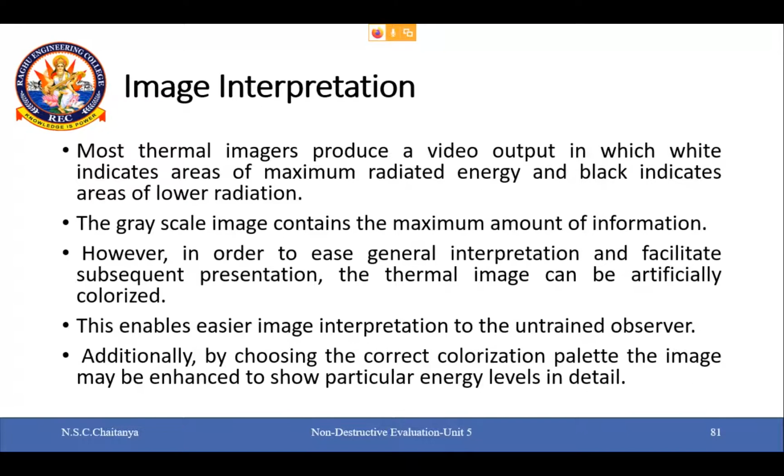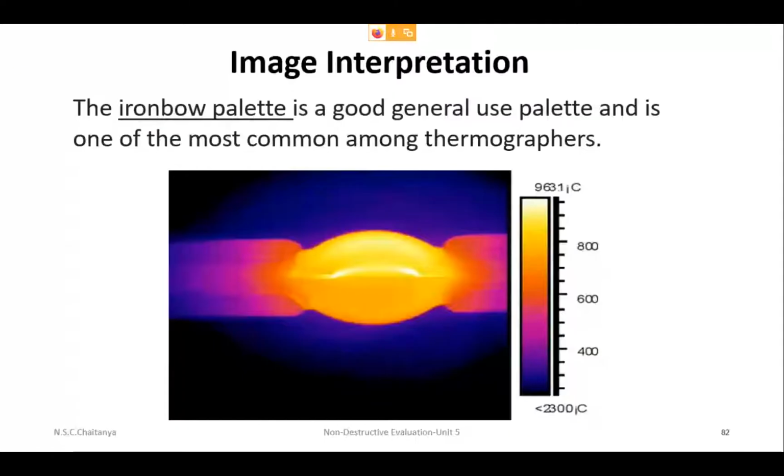Additionally, by choosing the correct colorization palette, the image may be enhanced to show particular energy levels in detail. There are a number of color palettes available, but we'll discuss a couple of them which are most frequently used. In slide number 82, we are going to discuss the iron bow palette. This color palette is known as the iron bow palette. It is a good general use palette and is one of the most common among thermographers.